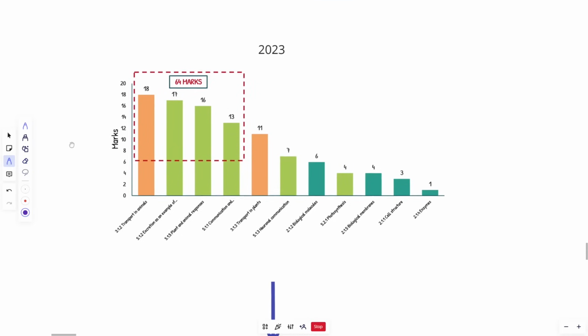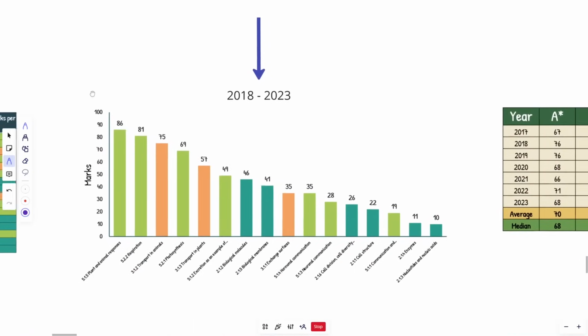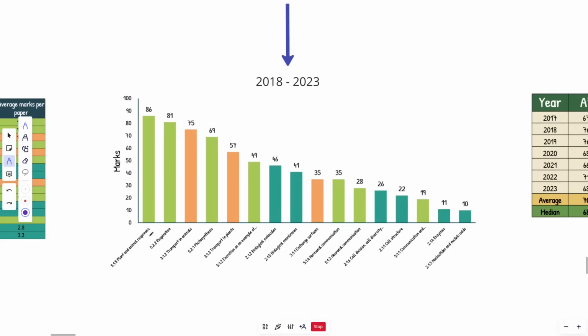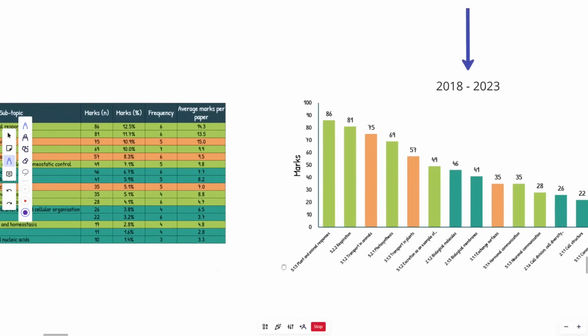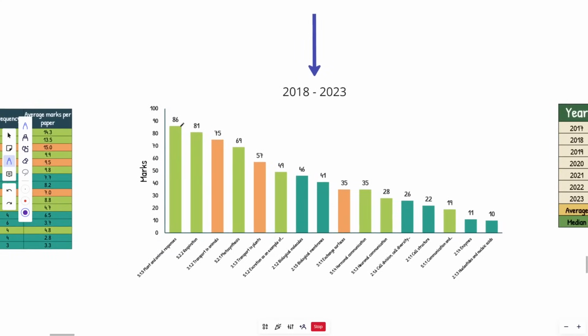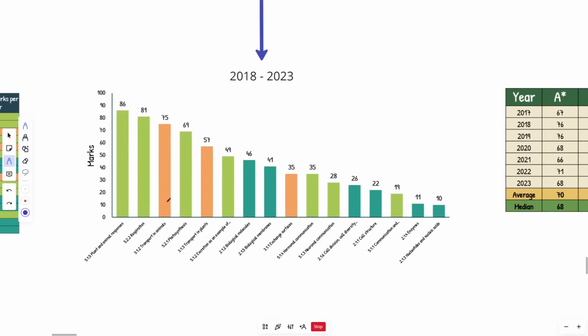Obviously, things change year after year, but if we look at the entire spectrum of papers from 2018 to 2023, you'll see a more accurate spread of which subtopics have come up previously and are, in my opinion, more likely to come up. So we're going to go through this table in a second. This is just more of a visualization for you guys.